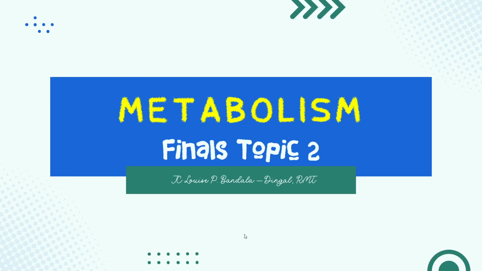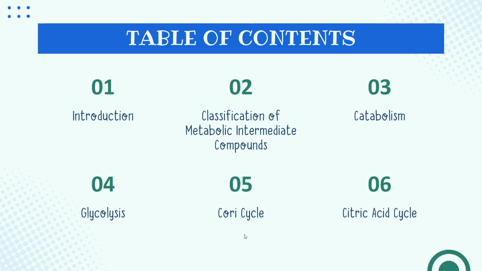Hi kids, so now let us discuss metabolism, and this is the second topic for your final period. Now our discussion will be divided into 6. So first we will be talking about some terminologies, so that will be your introduction, then your metabolic intermediate compounds, then we have your catabolism, and then your glycolysis, your Cori cycle, and then last is your citric acid cycle.